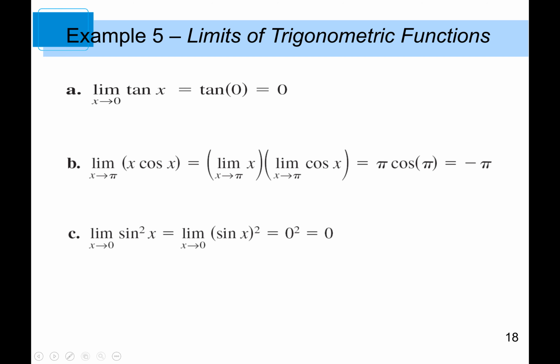So the limit of tangent x as x approaches 0 becomes tangent 0. Replace x with 0, so tangent 0 is 0. For the limit of x times cosine x as x approaches pi, we can separate into two different limits: the limit of x as x approaches pi, and the limit of cosine x as x approaches pi. The limit of x as x approaches pi is pi. The limit of cosine x as x approaches pi becomes cosine pi, and cosine pi is -1. So it becomes pi times -1, which is -pi.